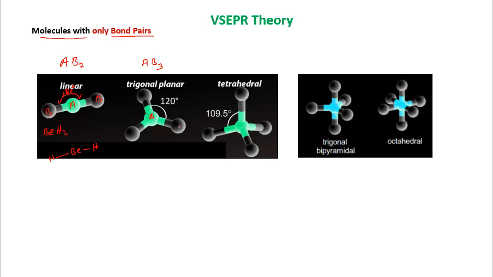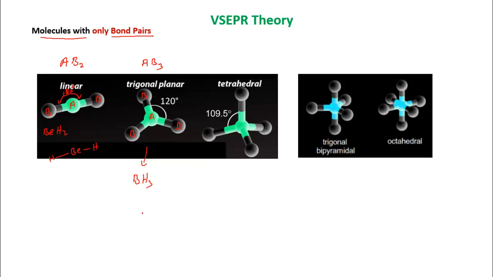Central atom A and the three B atoms are in one plane, just like a triangle, right? If you join this, you get a trigonal shape, trigonal planar, because all the atoms here are in one plane. The three B atoms and the central atom A are in one plane, and the angle here is 120 degrees. So the AB3 type molecule with three bond pairs and without any lone pair around the central atom, you can say the shape is trigonal planar, right? Trigonal planar. And again, an example we can quote here is boron hydride, right?